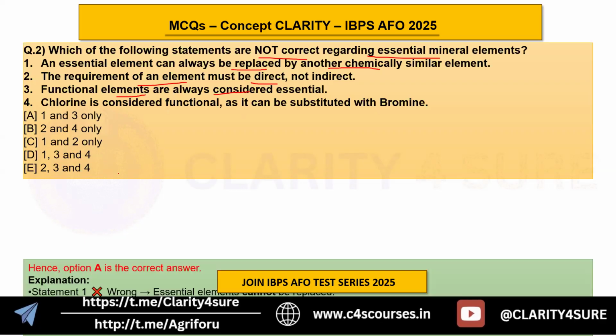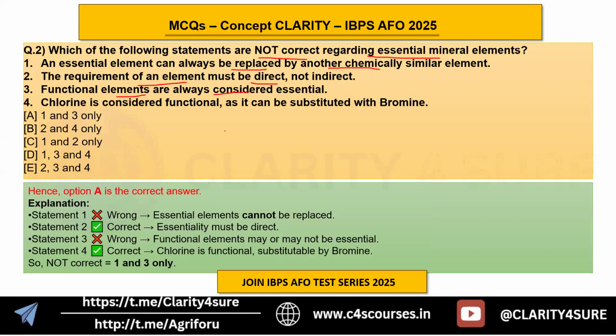The correct answer for this question would be option A, which signifies that the first and third statements are not correct regarding the criteria of essentiality of nutrients, with which I feel most students are familiar, given by Arnon and Stout. The first statement is wrong because essential elements cannot be replaced. The second is correct because essentiality must be direct. The third is wrong because functional elements may or may not be essential. And the fourth is correct because chlorine is functional and can be substituted by bromine. That is why 1 and 3 are not correct regarding the essentiality of minerals.